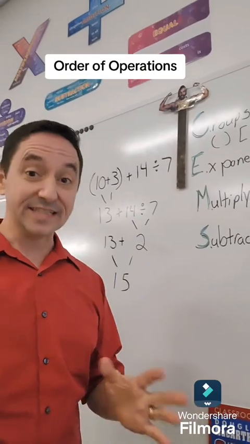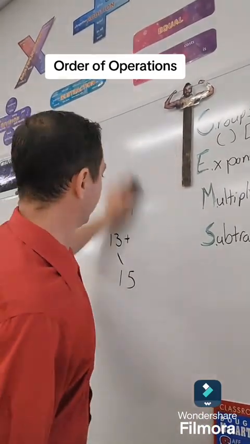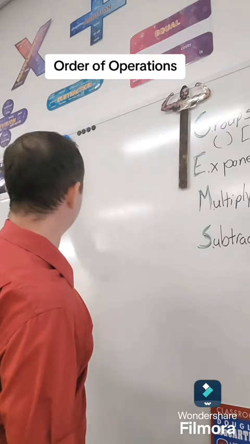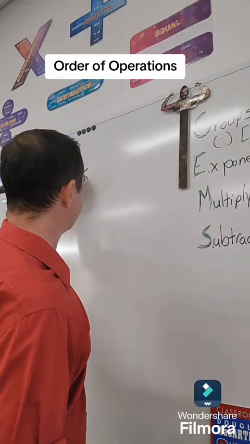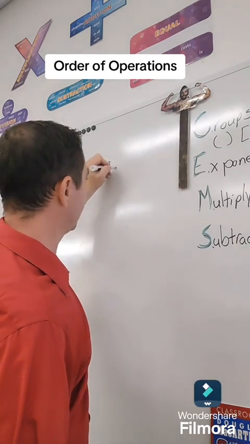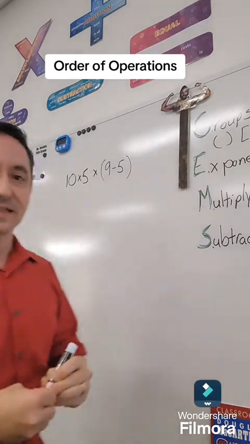Now, you want a second example? I got you. Let's get rid of this really quick and take a look at something different. How about we have 10 times 5 times 9 minus 5. I'm going to throw in some parentheses right there. Let's take a look at this one.